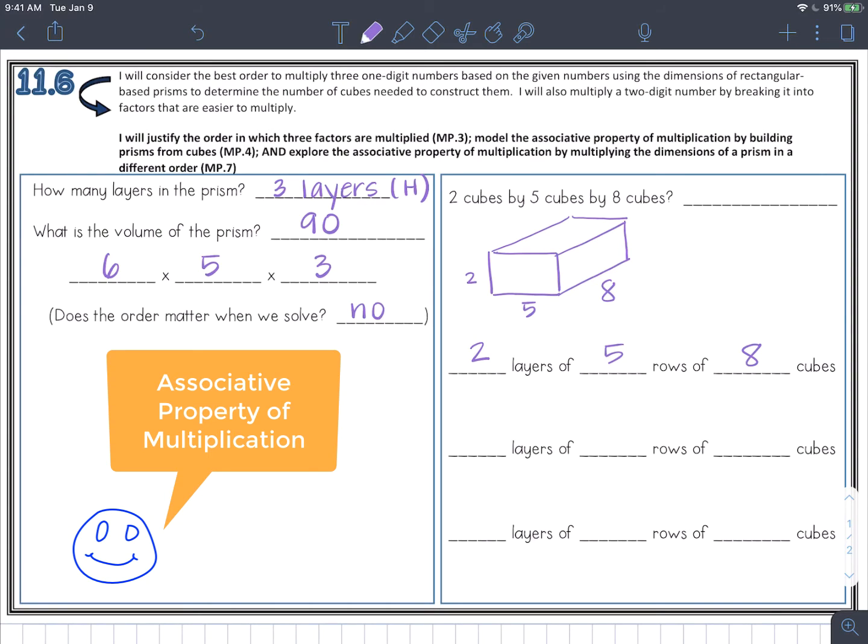So different ways I can write it. 2 layers of 5 rows of 8, which is the way I drew it. If we turned it, we could have 5 layers of 2 rows of 8. Or, as I mentioned, if I made it really tall, we would have 8 layers of 5 rows of 2. So the volume, any order I want, 2 times 5 times 8, and again, you can do some partial products and then get down to the final answer.